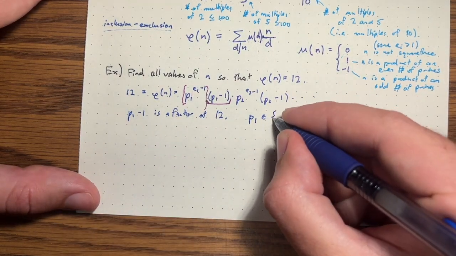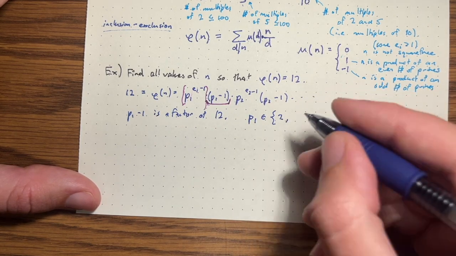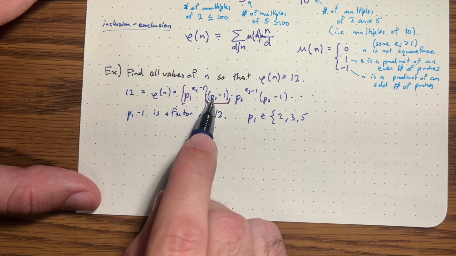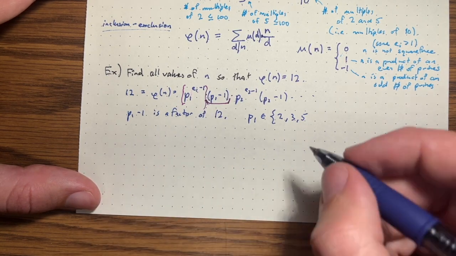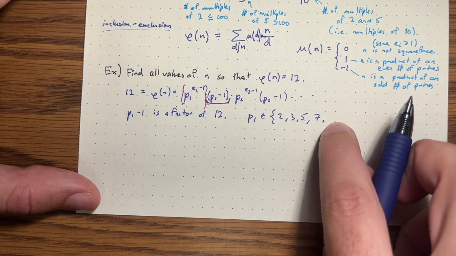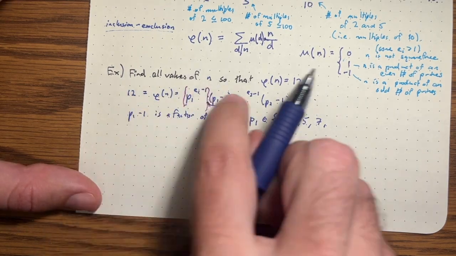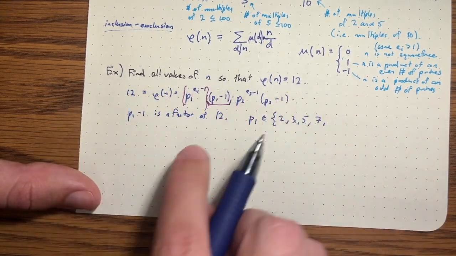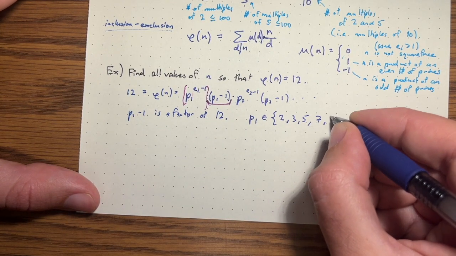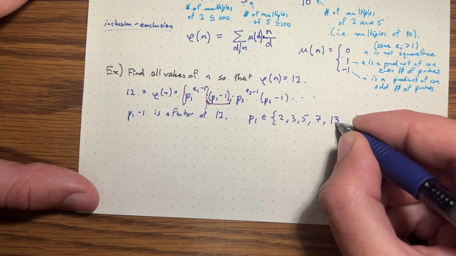So P1 is either, like what if this was 1? It could be prime 2, it could be prime 3, it could be prime 5, because 5 minus 1 is 4, which is a factor of 12. It could be prime 7. It cannot be prime 11 because 11 minus 1 is 10, which is not a factor of 12. So you just get a contradiction to this whole thing. So we can't have 11. So n is not divisible by 11. We already figured that out. It could be 13, right?